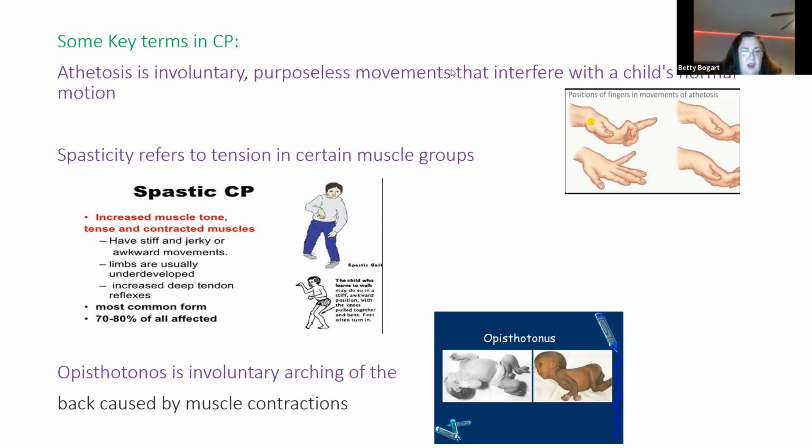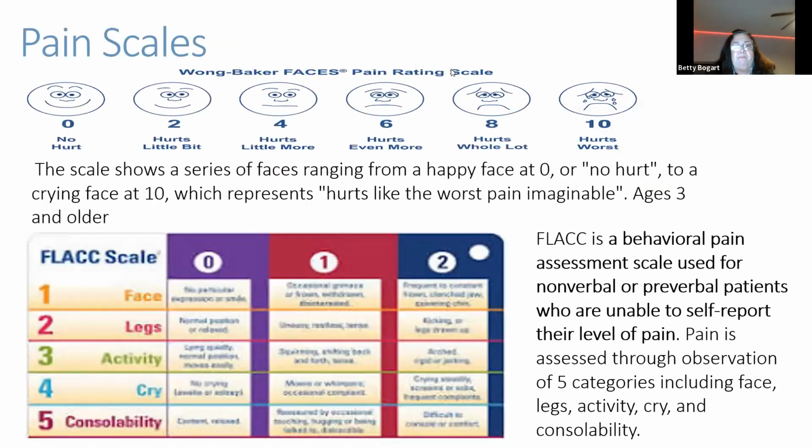The opisthotonos is an involuntary arching of the back, where their backs arch, and they arch back, and it's just muscle contractions, which is a type of CP.